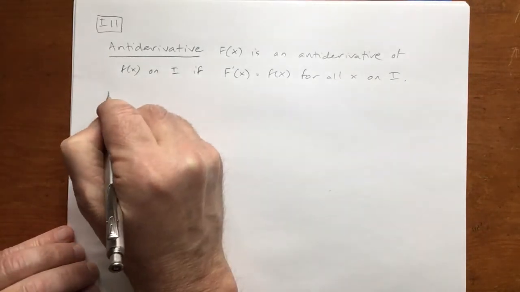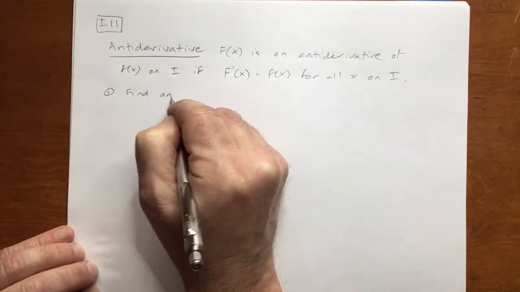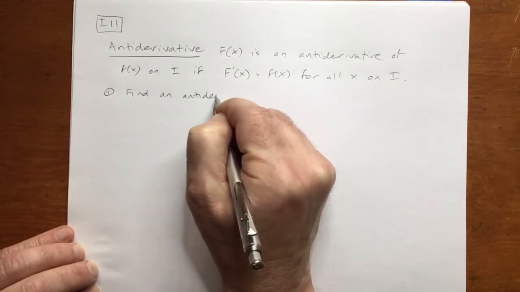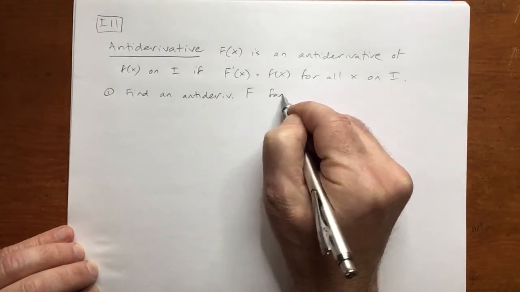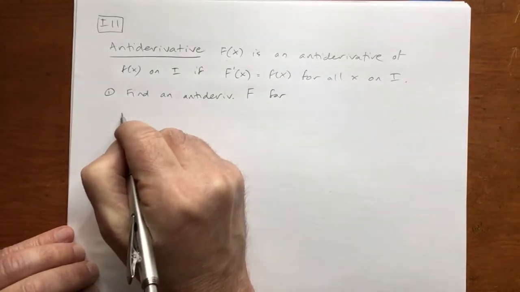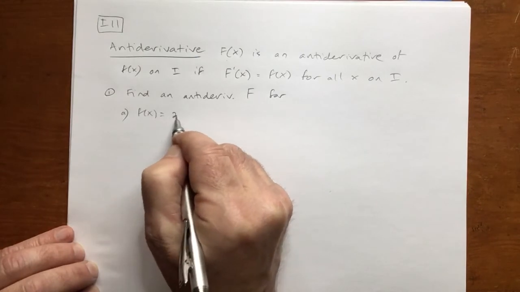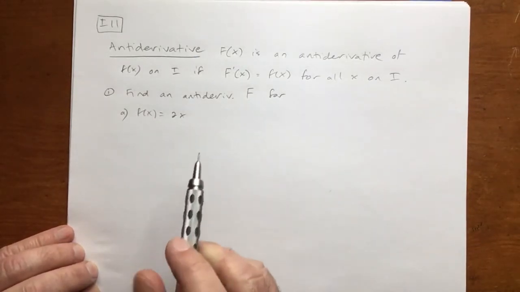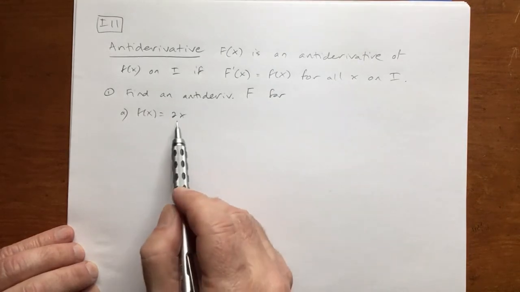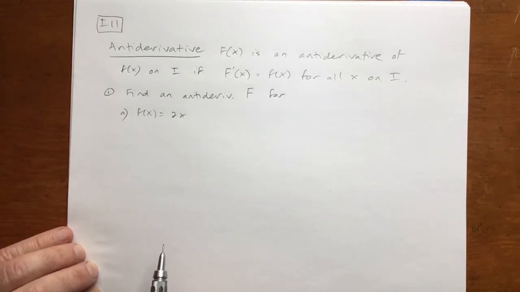And so question 1 is find an antiderivative F for the following. So let's say I have f of x is 2x, and we have to find its antiderivative. Very simple question. What could we have derived to end up with this? And I'll give you a second to think about it.